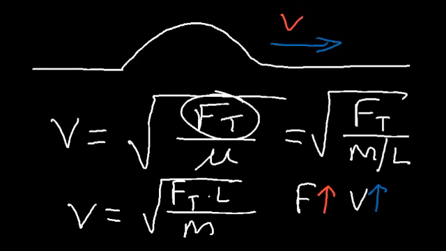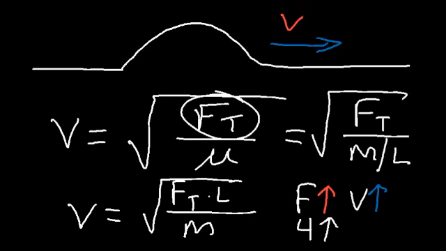All you got to do is plug in 2 into the equation, and everything else that's constant, keep it the same or replace it with 1. So if we replace F with 2, that tells us that the velocity will increase by a factor of the square root of 2. Now what if we increase the force by a factor of 4?